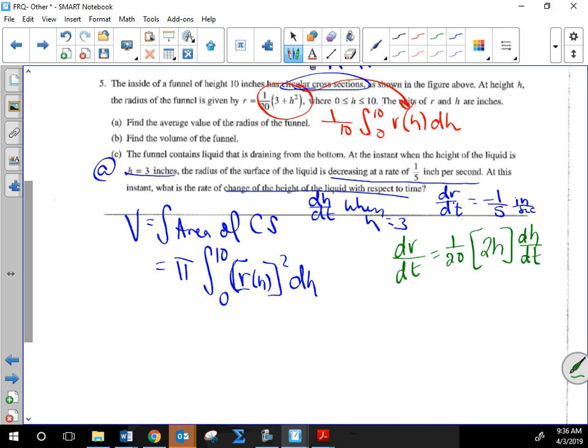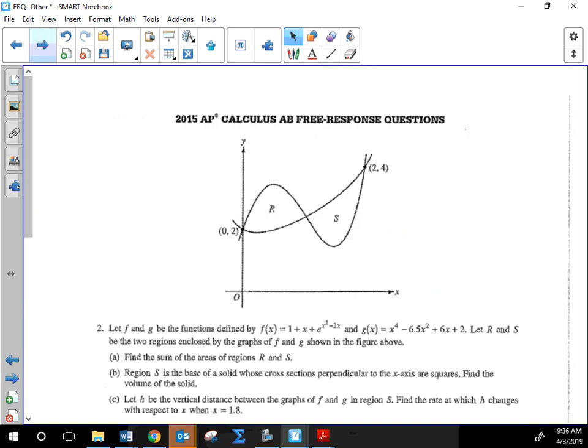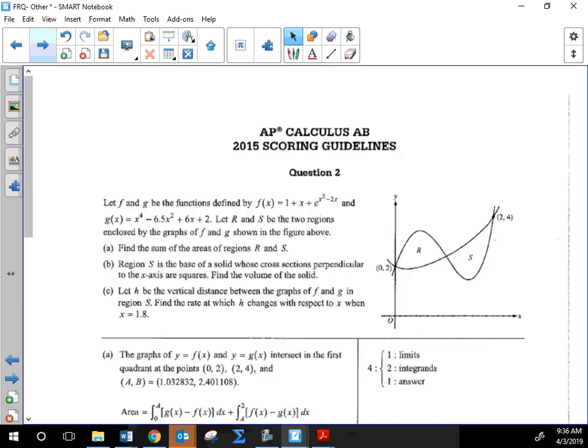All right, so then at the time when h is 3, I would just plug in. My dr/dt was negative 1/5. I have 1 over 20. We're looking at when h is 3, so 2 times 3. And then dh/dt, and you just solve for dh/dt. This one actually wasn't as crazy as I thought it would be. Okay, so let's take a look at our answers real quick in our final seconds before that bell rings.